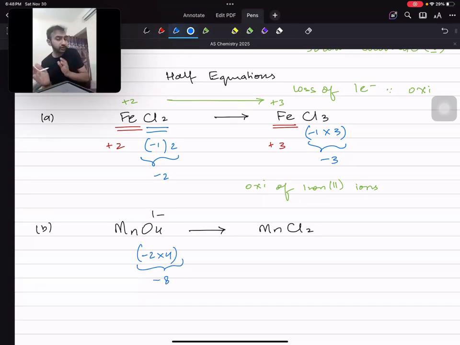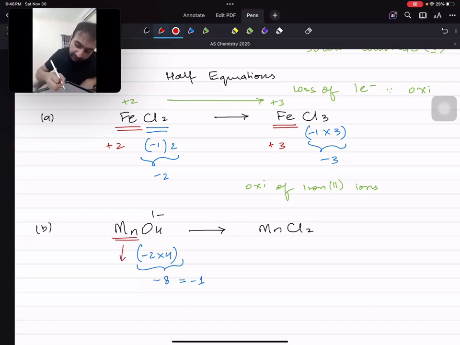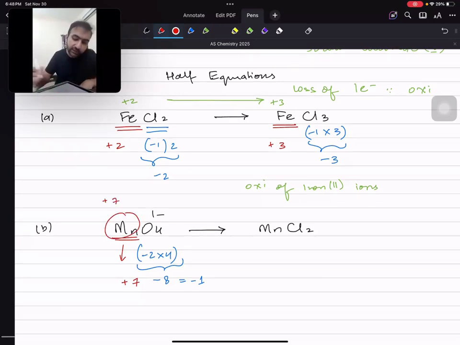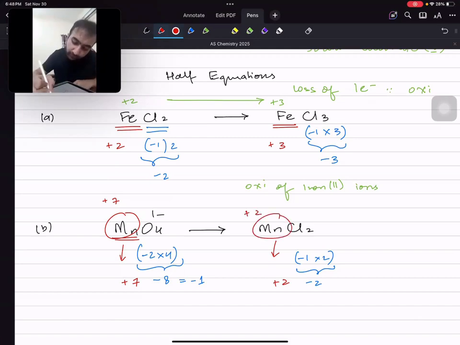What should be the oxidation state of the manganese atom so that the total is minus 1? I need the total to be minus 1. So it has to be plus 7, because plus 7 minus 8 is minus 1. So this manganese is plus 7 on the left hand side. When I look at the product side, there are 2 chlorides, each minus 1, so minus 2. The manganese is cancelling that electrically, so it becomes plus 2. So the manganese atom is changing from plus 7 to plus 2.